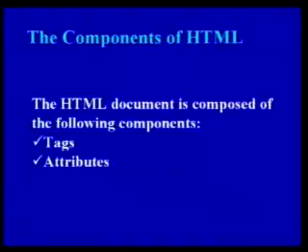Now, what are the components of HTML? The HTML document is composed of the following components. One is tags, the other is attributes. Without a tag and attribute, an HTML document cannot be created. Now what the tags are, let us go into the details of this.